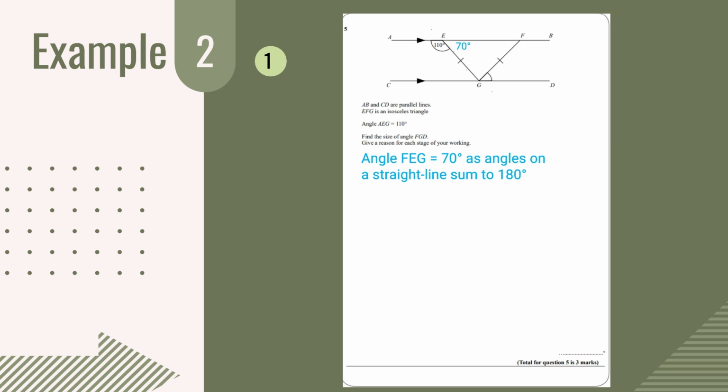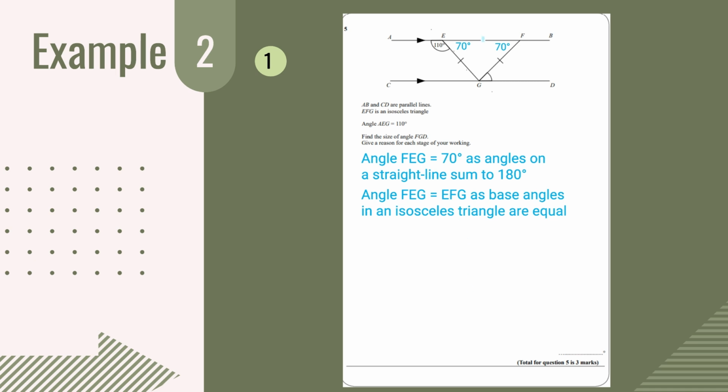Also, we can then work out the other angle in the base of our isosceles triangle. As we know, EFG is an isosceles triangle, base angles are the same. So we would write angle FEG equals EFG, as base angles in an isosceles triangle are equal. We then label 70 as EFG, as we know.